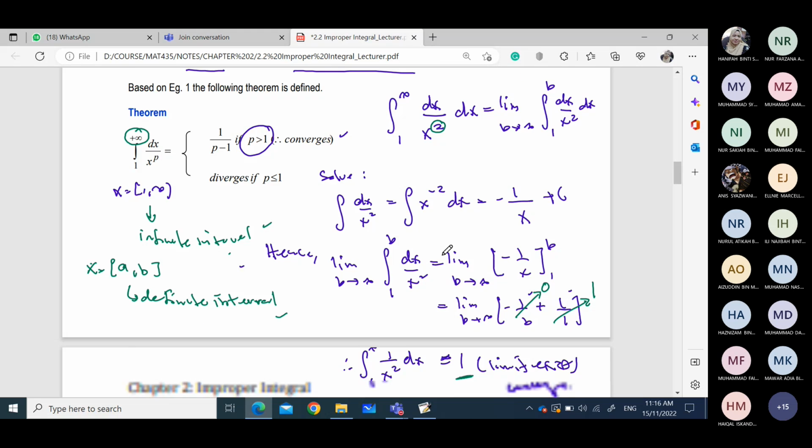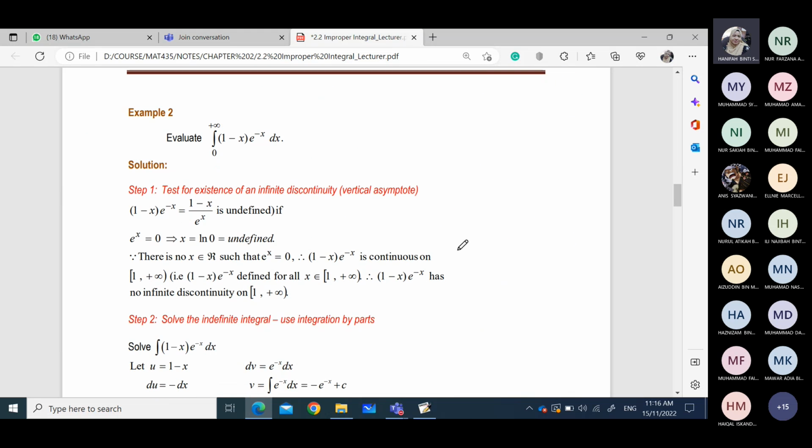Tak ada. Tak ada. Alright, good. So, kalau tak ada, kita example 2.